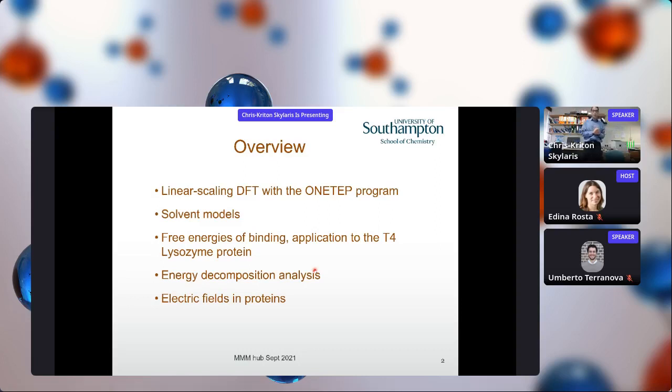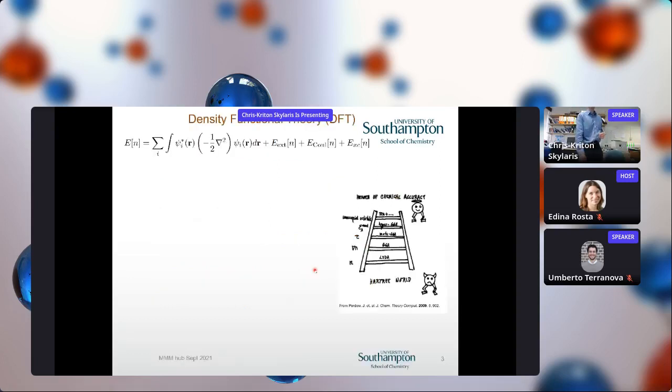And then I'm going to show you some additional things that we can do with linear scaling DFT, which is energy decomposition analysis and also properties such as electric fields in proteins. And all of these concern calculations on entire biomolecular assemblies, such as proteins and other things.